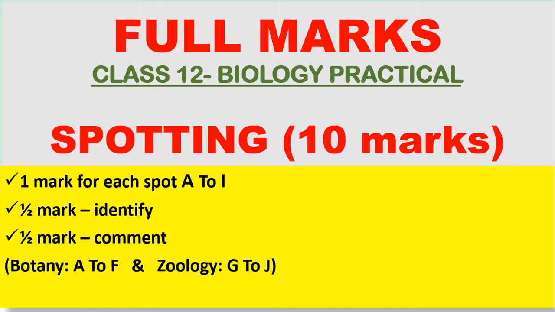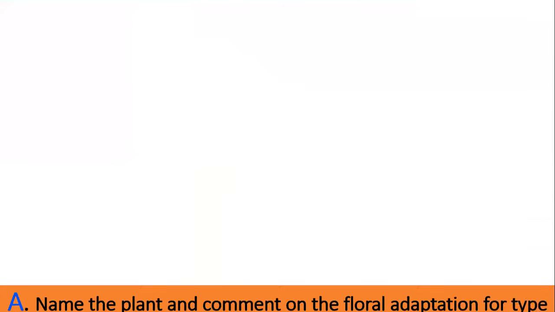We have divided the spotting into two parts, botany and zoology. From A to F will be all your botany spots, and from G to J will be all your zoology spots. So let's start with the spotting, and watch the video till the end so that you understand everything, and out of 30 marks of your practical, you can easily score 10 marks.